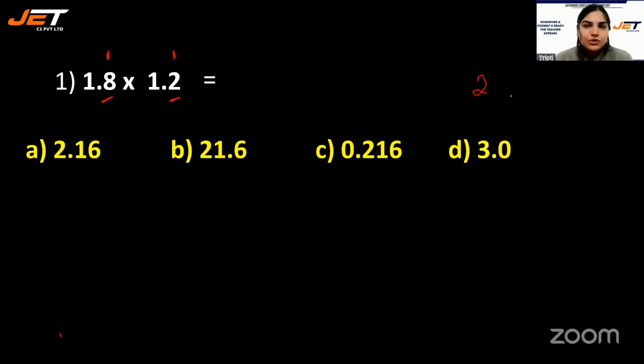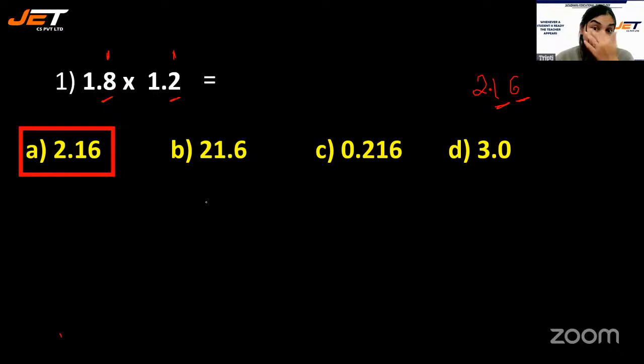Now, as you have got 216 and you have two decimal places, so 1, 2, put a decimal. Answer is 2.16. Is it 22.16? Is it 21.6? No, only one decimal digit. No, we have two decimal digits, right? So that's why this is wrong. Three decimal digits we don't have. This is a wrong answer.